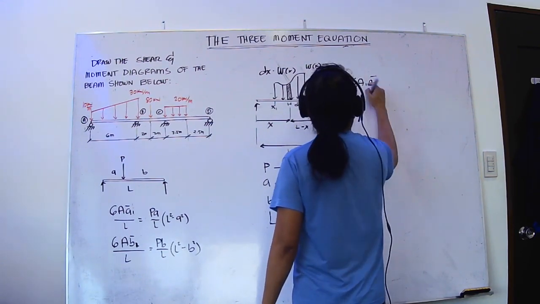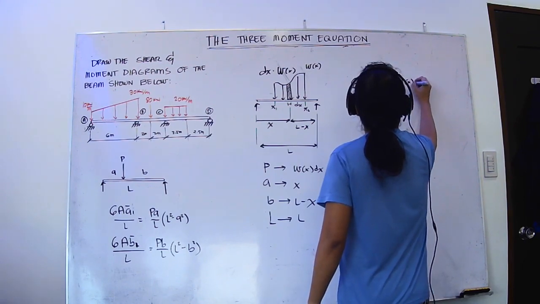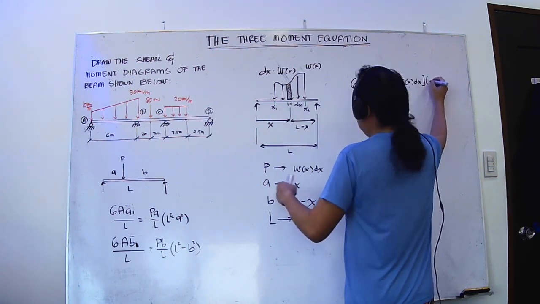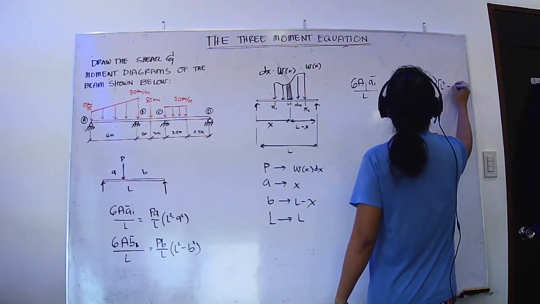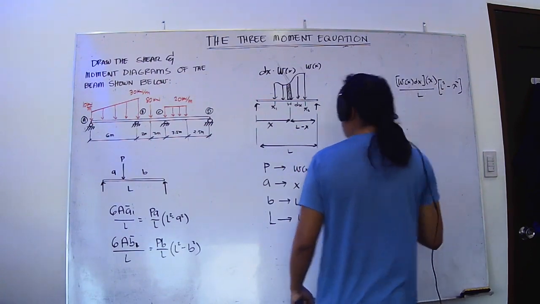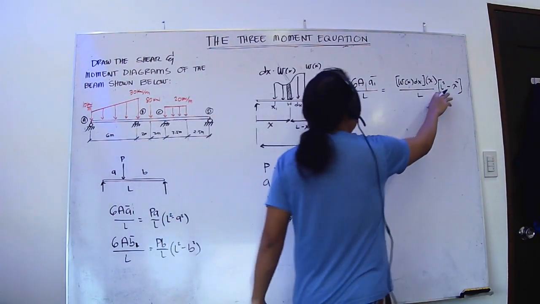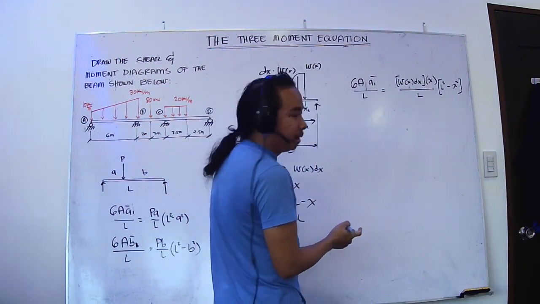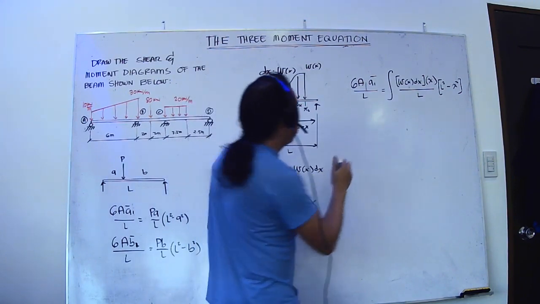So 6A1 over L, with P equal to W X dx and A equal to x, is L squared minus x squared divided by L. This is P, this is A, and this is L squared minus A squared over L. But we don't like dealing with differentials, so I'll just place an integral here, where the curve starts at x1 and ends at x2.